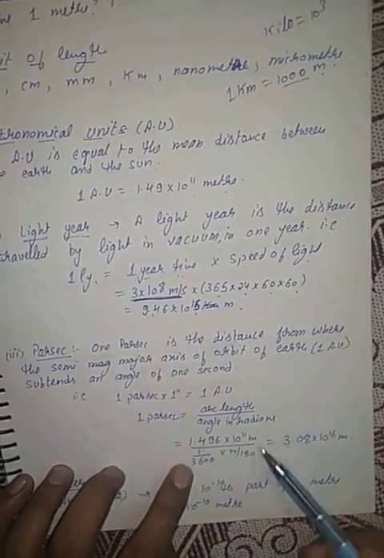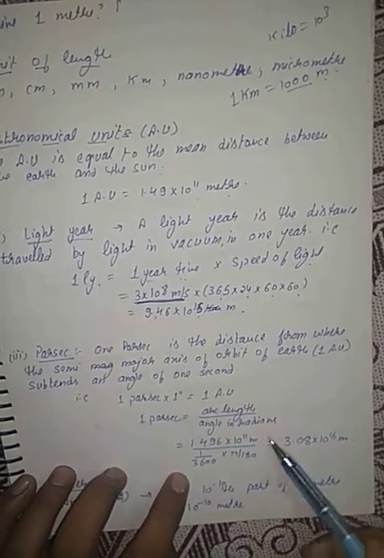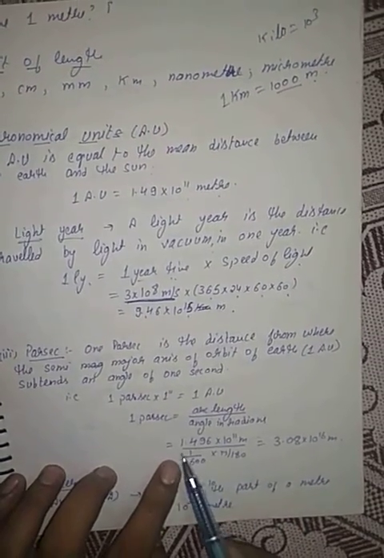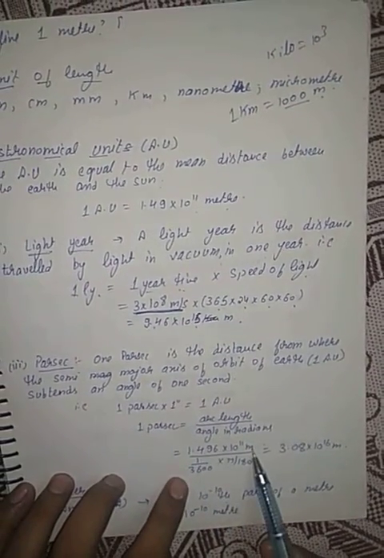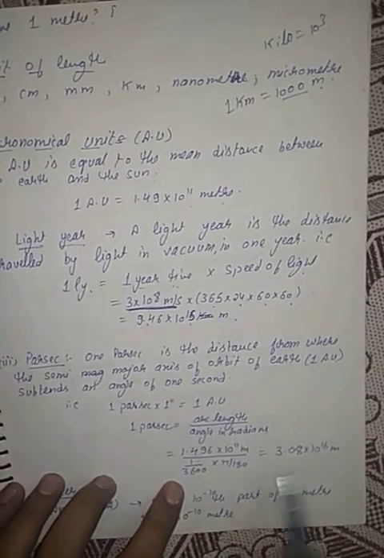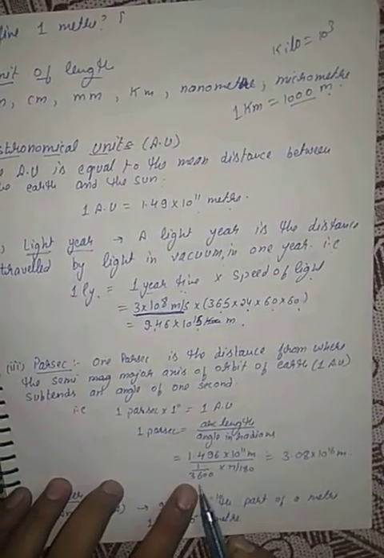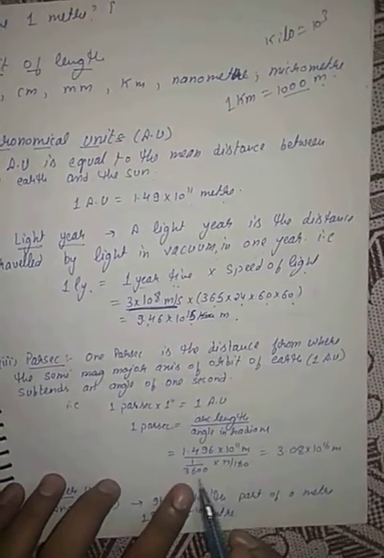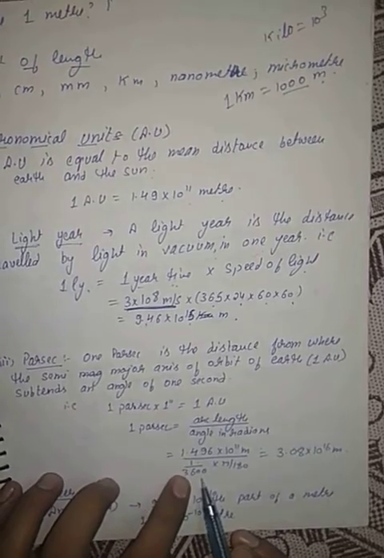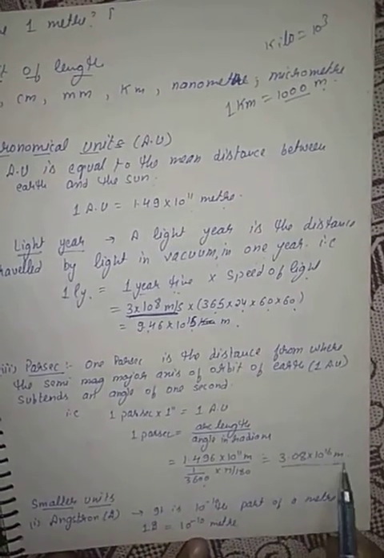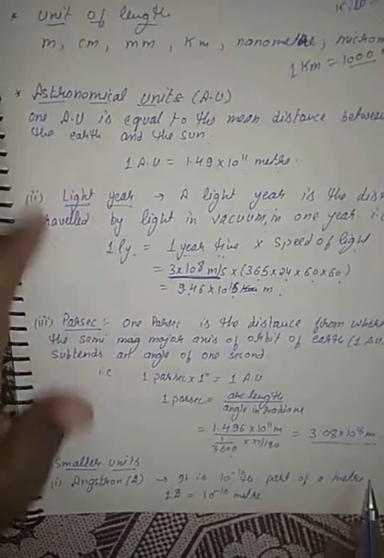See, these values are scientifically calculated, so we are getting these values in the book. 1.49 into 10 raised to power 11 meters. Angle in radians: pi radian equals 180 degree, so 1 upon 3600 into pi into 180. 1 upon 3600 means 1 second divided by the total number of seconds in 1 hour, and we will get this much of meter. Now these are the bigger units.